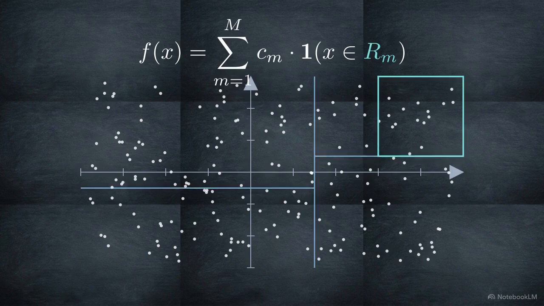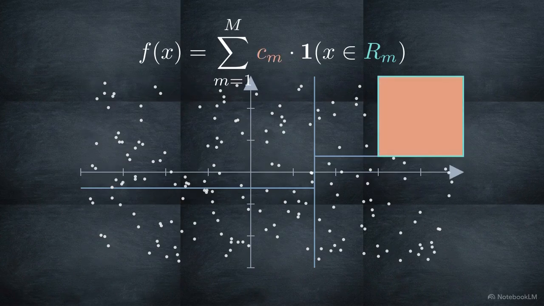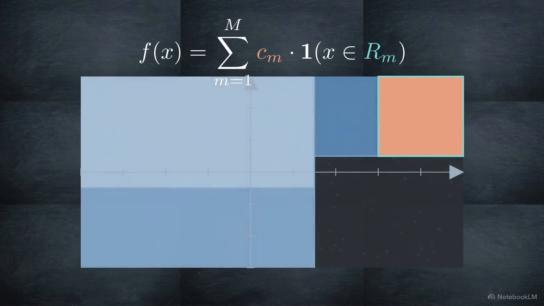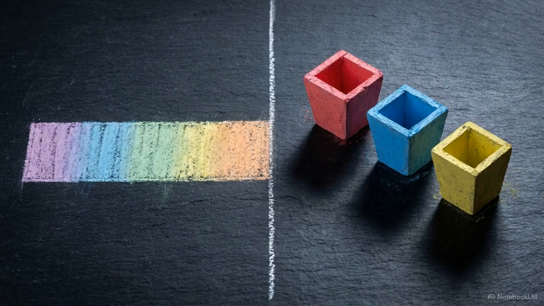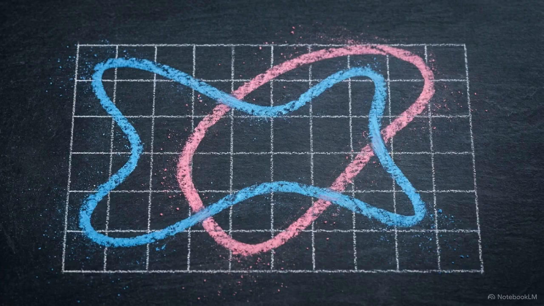For any data point that lands inside one of those bounds, the model assigns Cm, a constant prediction value, which is simply the mean response or the majority class of the training data within that specific rectangle. This structure requires zero distributional assumptions. Handles continuous and categorical data natively, without feature scaling, and it detects nonlinear interactions automatically.